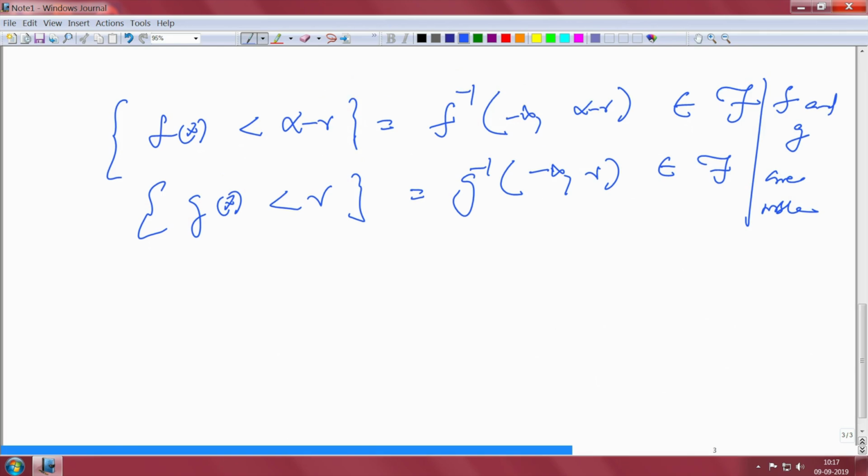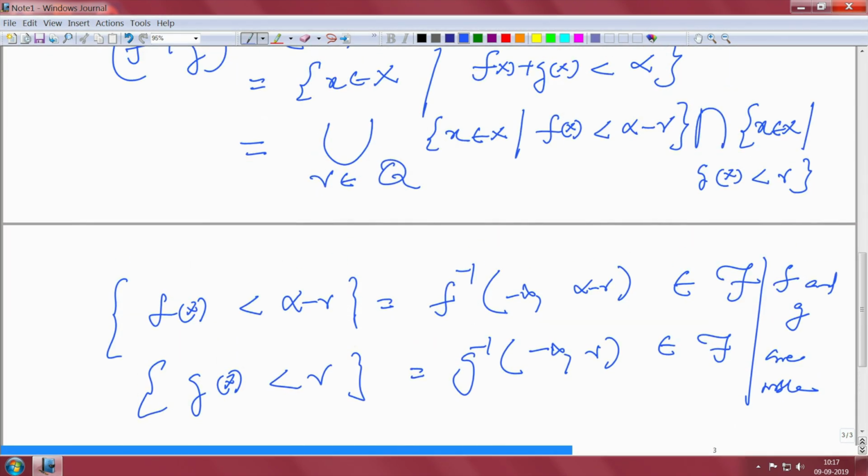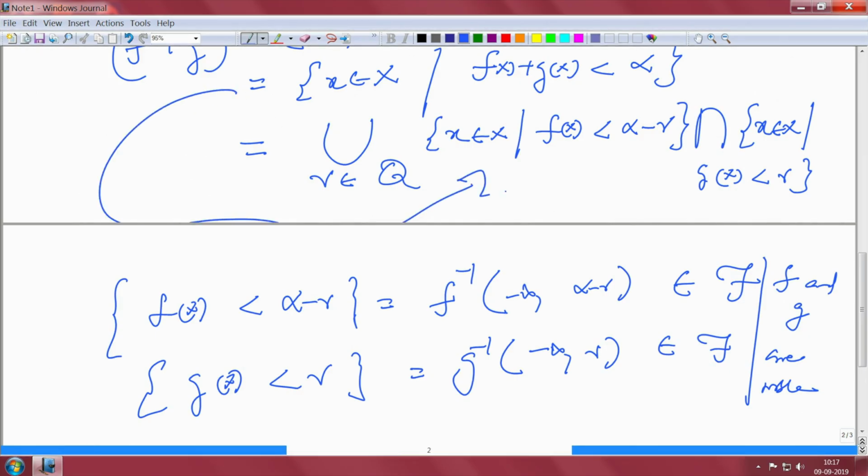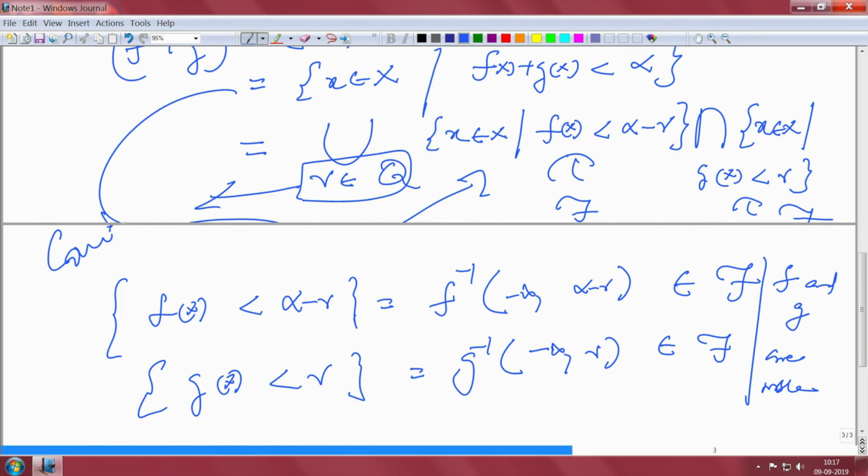So now we go back to the previous situation. Here this set is written as a union of measurable sets, right, because this belongs to script f, this set also belongs to script f, and so the intersection belongs to script f because script f is a sigma algebra. And then I am taking a countable union, the union over rationals. So this is a countable union, so that will also belong to script f.